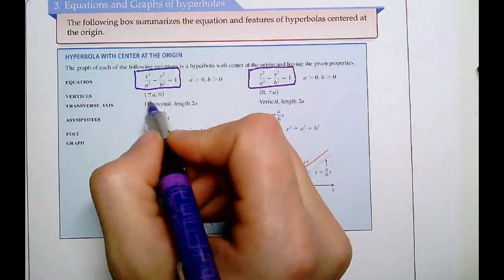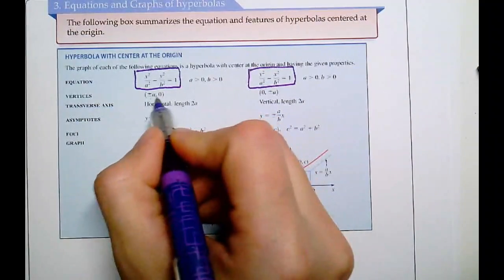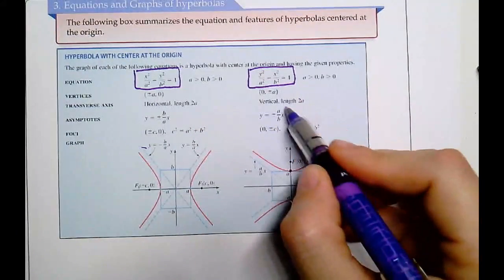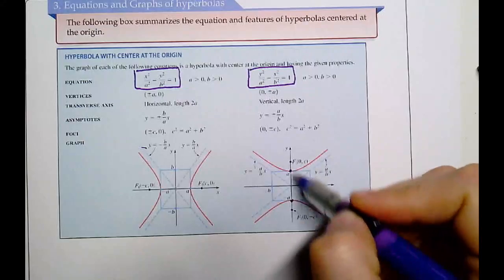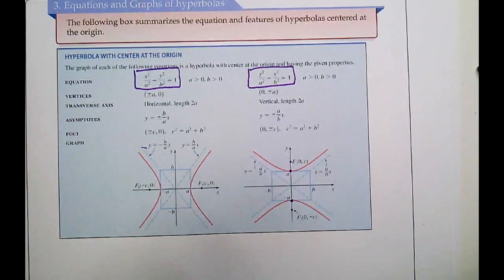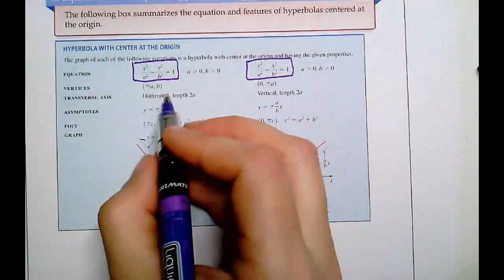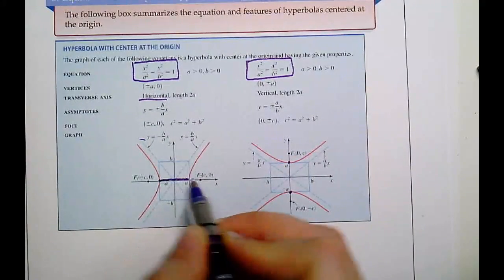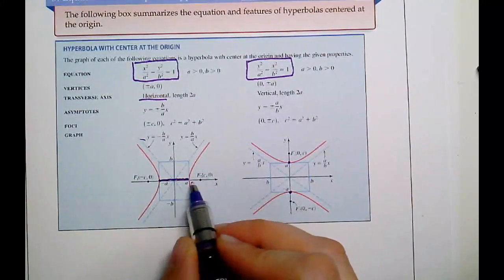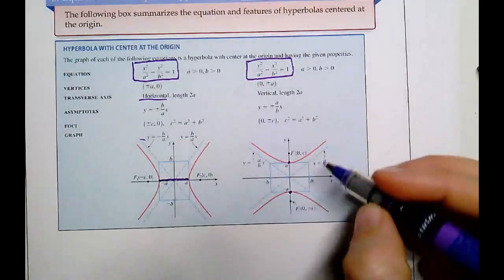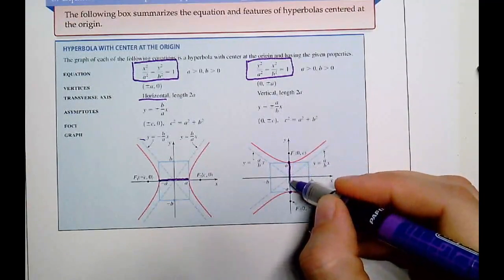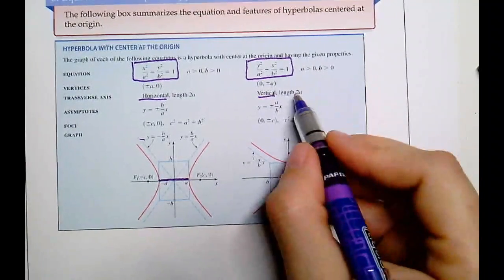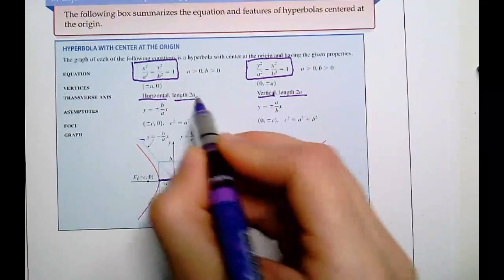So the vertices are either on the x-axis at plus or minus a, or on the y-axis, and again, plus or minus a. The transverse axis is a horizontal distance when the vertices are on the x-axis, and when the vertices are on the y-axis, it's vertical, but its length is 2a in both cases.